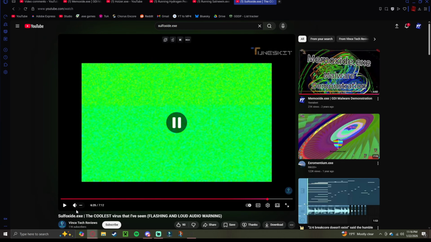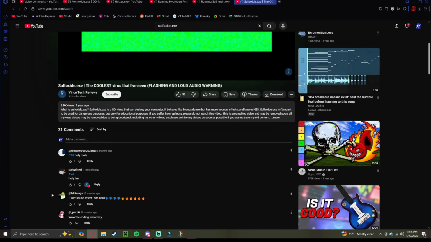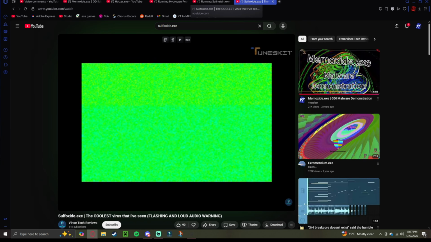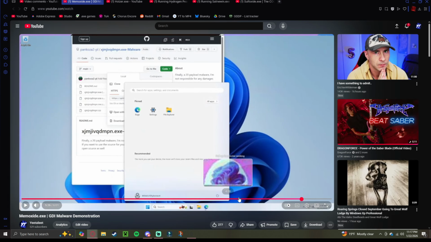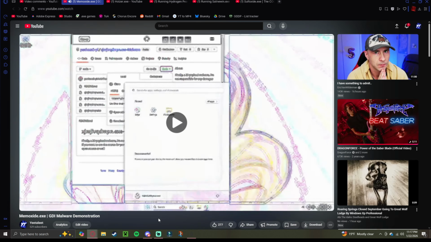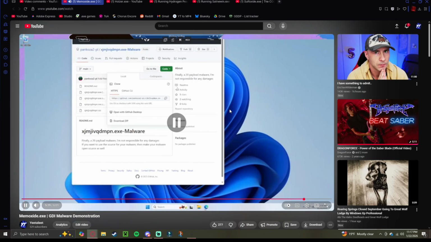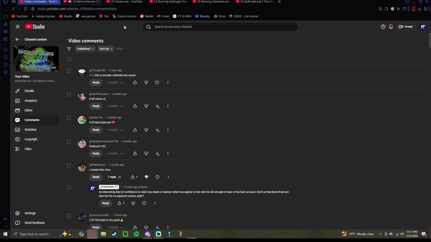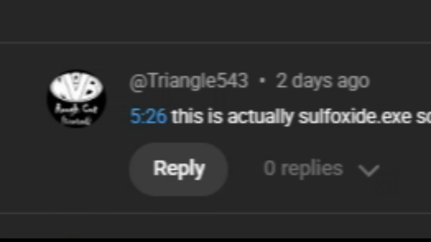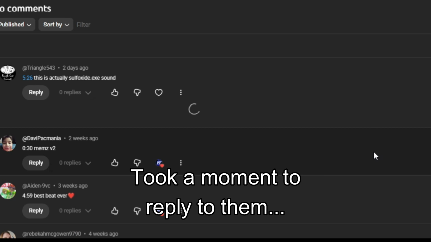Huh, okay. I just went through the entirety of sulfoxide, but it appears to me it doesn't actually sound like what is described here. Or at least this specific part, as mentioned by Triangle. I didn't hear anything like it. I mean, obviously, GDI viruses kind of sound the same, at least when it comes to the ByteBeats, but not that specific jingle.